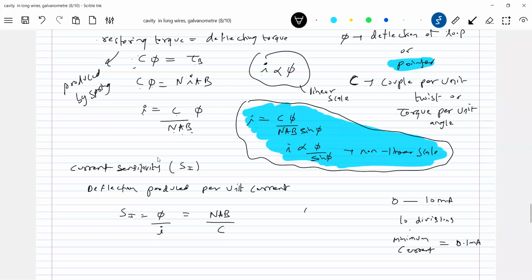Then I have another galvanometer, 10 microampere, and there are 10 divisions. What is the minimum current I can measure? 0.1 microampere. Oh, sorry, 1 microampere. Tell me, which is more sensitive? This one, no? The left hand side. Even a small current of 1 microampere I'm able to measure. So shall I say this is more sensitive?